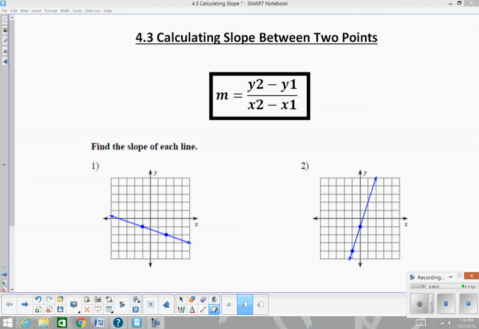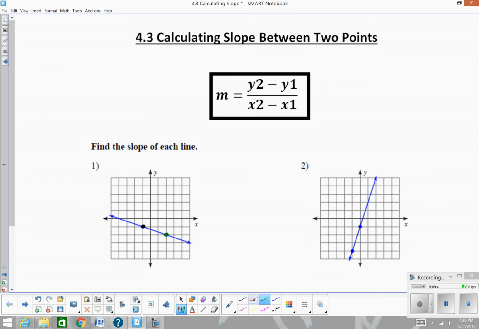Alright, welcome back. Today we're going to be talking about section 4.3, calculating slope between 2 points. If I have a line that looks something like that line right there, I could calculate the slope by counting on a graph, and that's what we learned last class. So if I have 2 points like we have, if I have that point and that point, we could calculate the slope by counting from one point to another point.